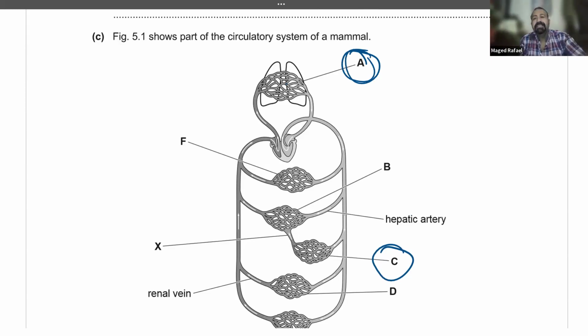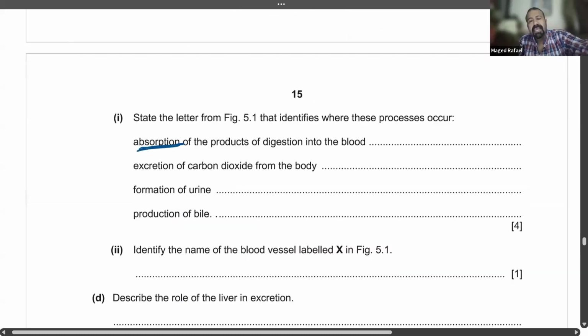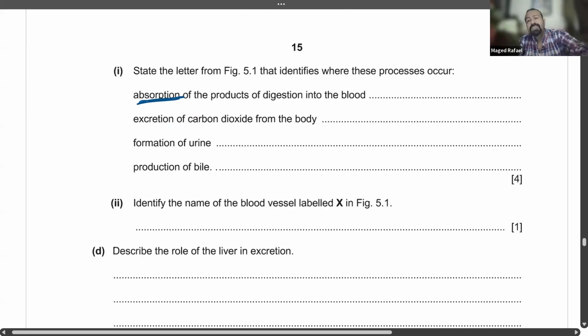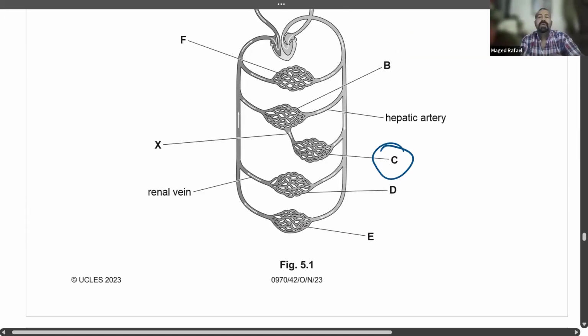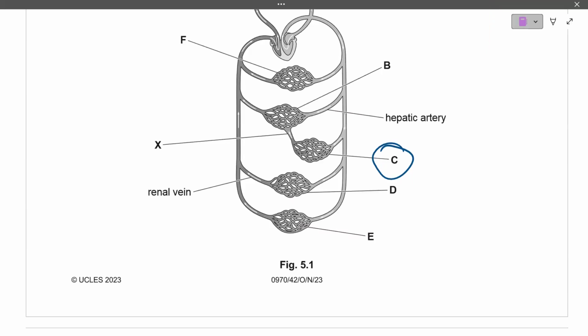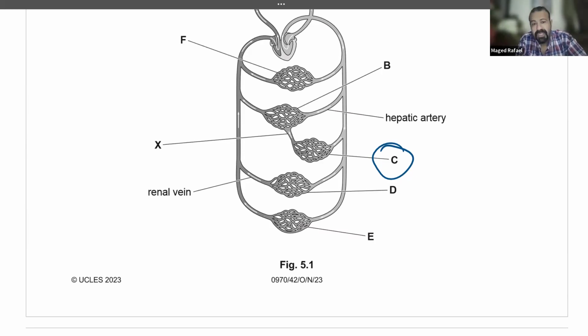Okay. Next question. He's asking about formation of urine. This is related to renal. Sorry. Yes. D. Formation of urine is in D.